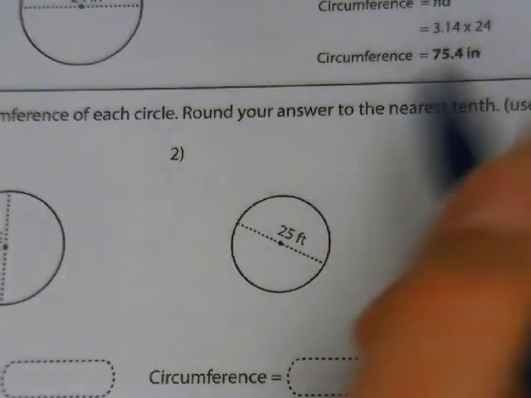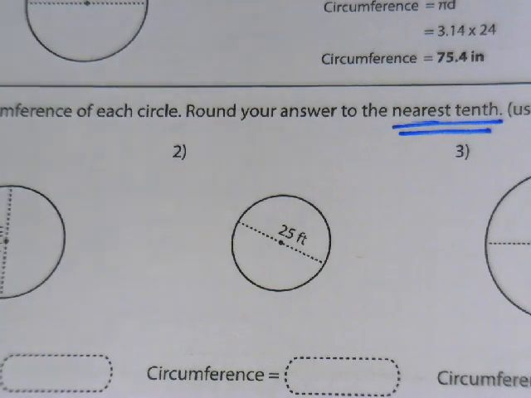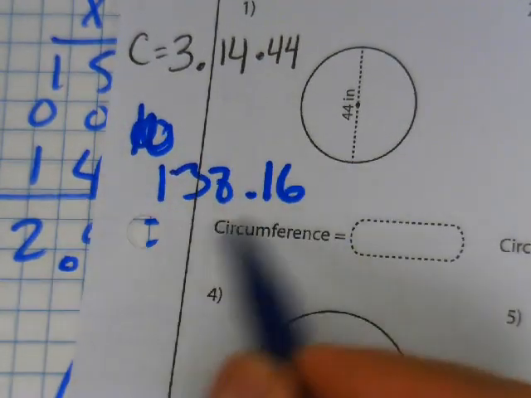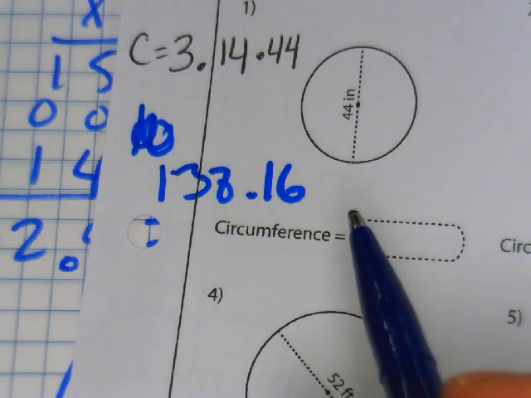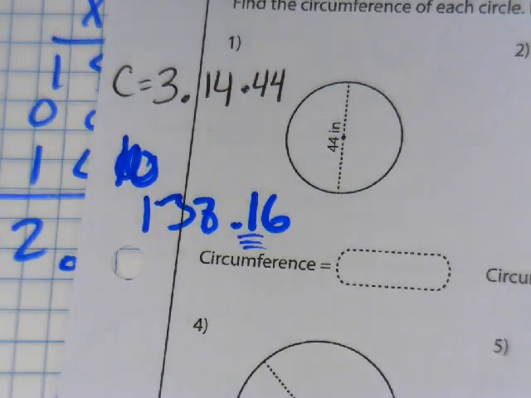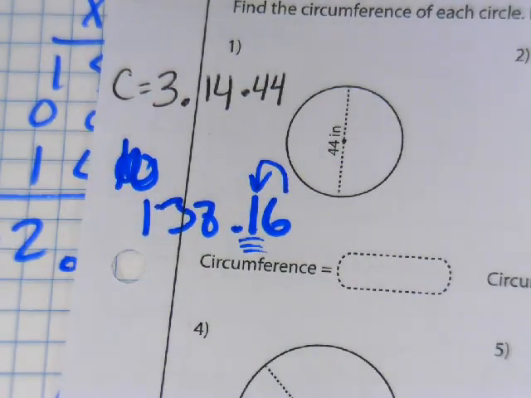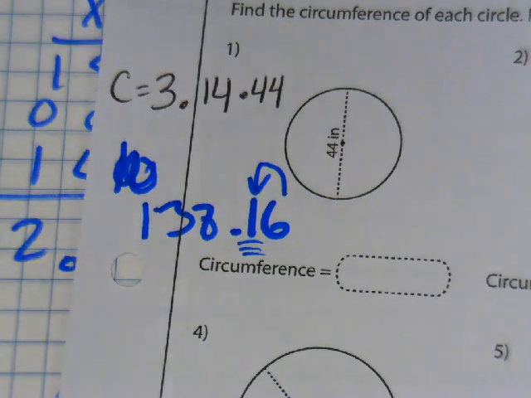Now, in the directions, here's how I'm going to get you. Round your answer to the nearest tenth, which your calculator is not going to do for you, which means, Adrian, you're going to have to do some math. Okay. Which number is in the tenth place? 1. Okay, so the tenth place is right after the decimal. So the 6 tells the 1 to go up 2. So what is my final answer that I will be checking? 138.2.